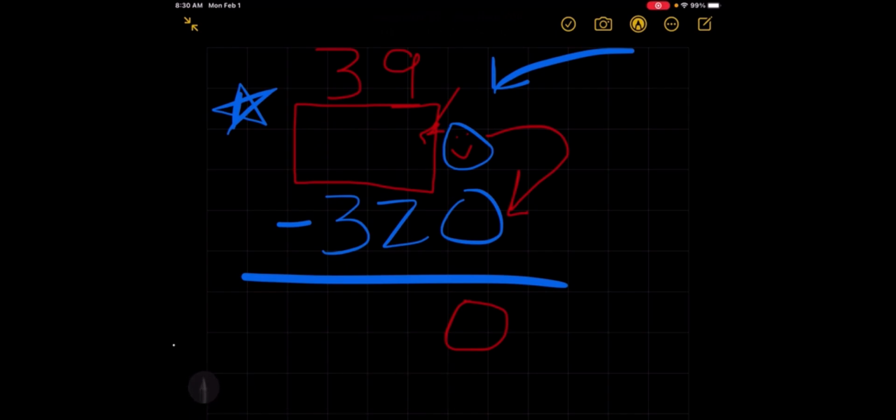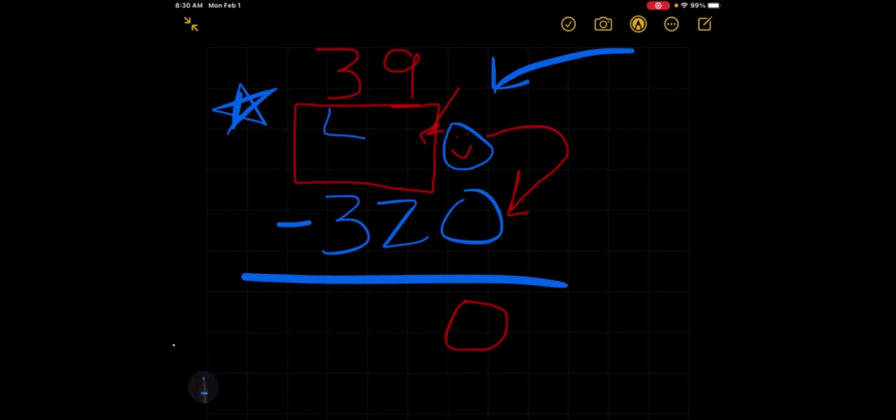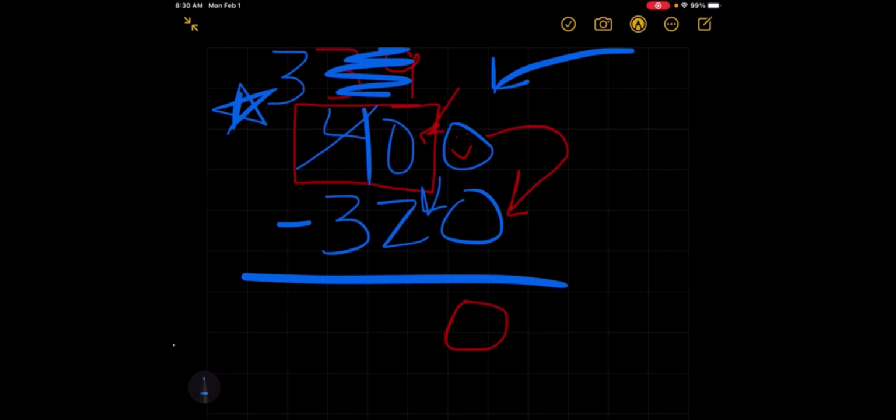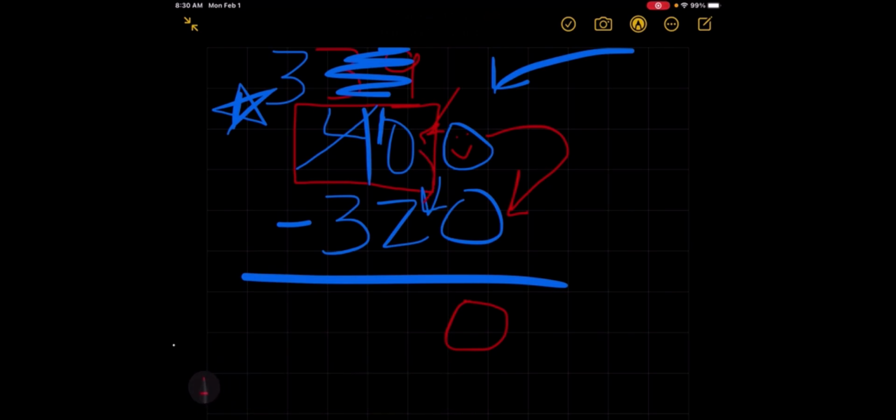So that's 40 again. 40 there. I don't need any of that business. But 0 minus 2, I do have to borrow. And I get a 3 here. There's my 1. 10. Take away 2 is 8. And then 3 take away 3, well, that's nothing, so I just leave that blank.